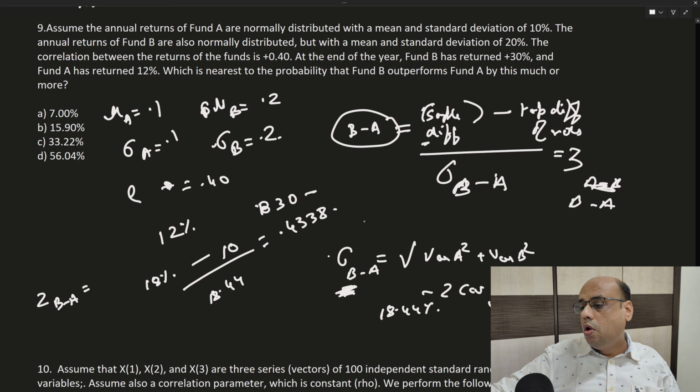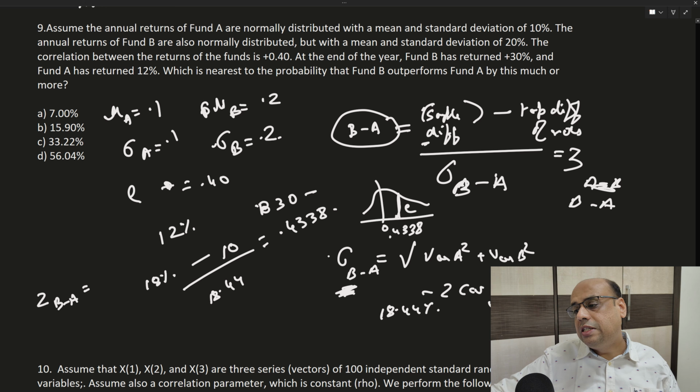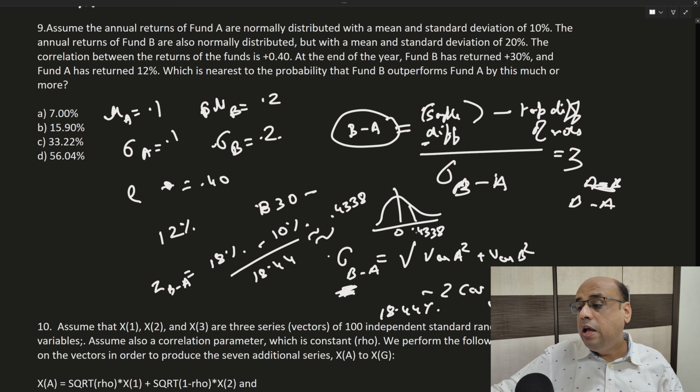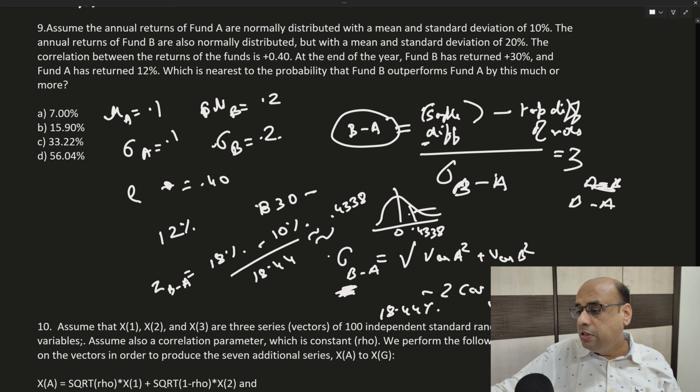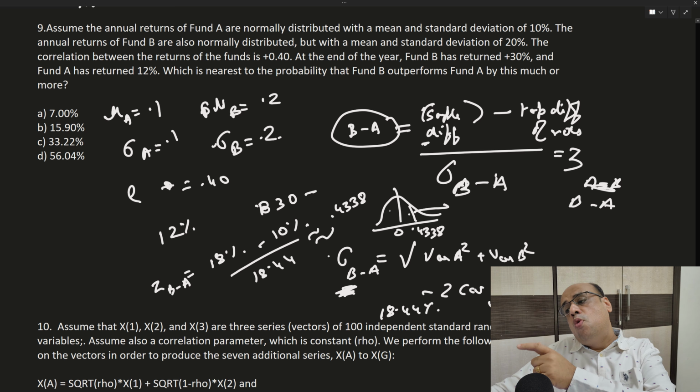So this is 0.4338. What they are asking is that the difference should be this or more, which means this side the area. What we are asked is the probability that the difference will be 18% or more. See, this is the standard normal distribution of the difference. So the difference should be more than this, right? So this is the area.